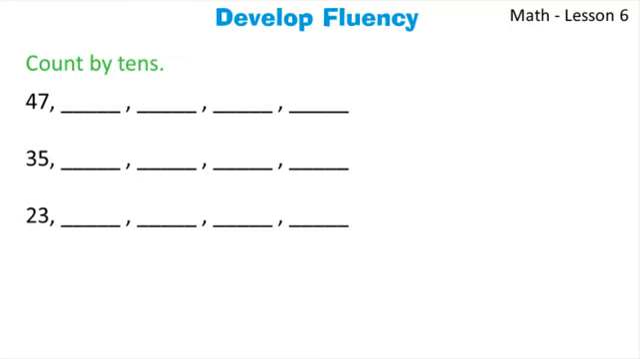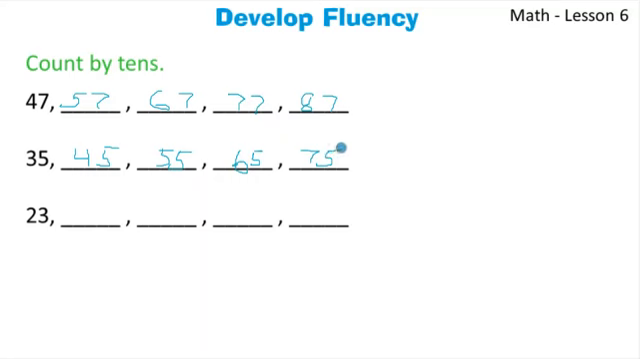Okay, welcome back. Let's take a look at this. We have 47, and if we start counting by tens, 10 more is 57, then another 10, 67, another 10, 77, and another 10 is 87. We repeat that pattern coming down to 35. So 35, 10 more is 45. See how we're just adding that 10? 45 plus 10 is 55, 55 plus 10 is 65, and 65 plus 10 is 75.